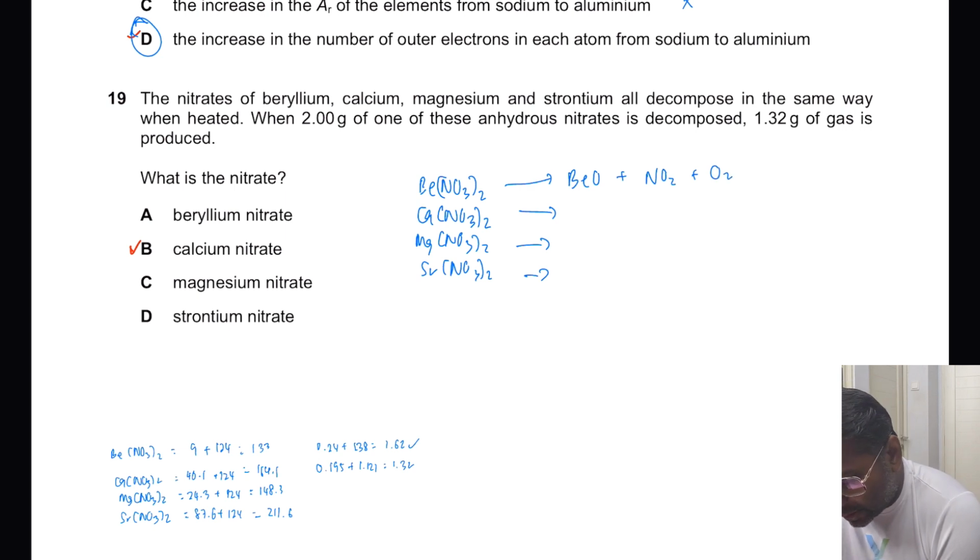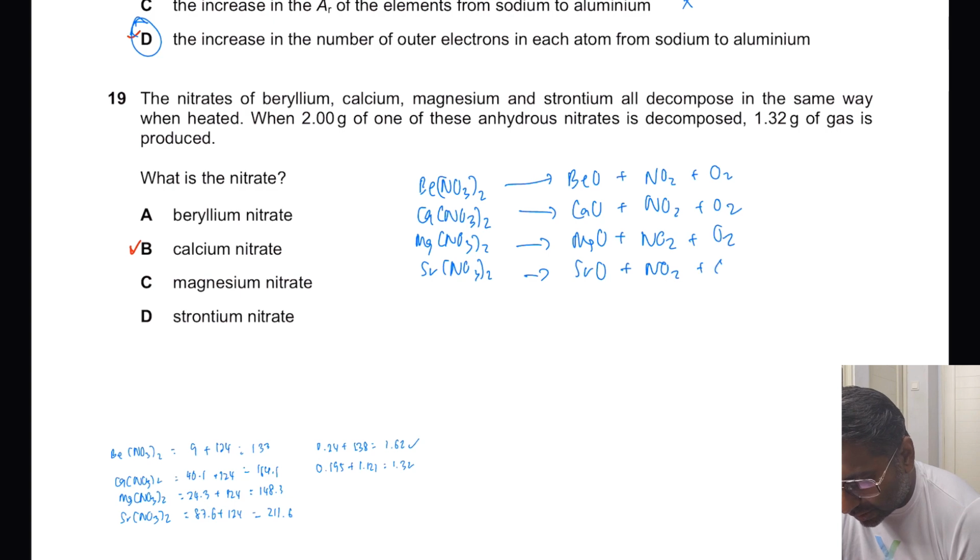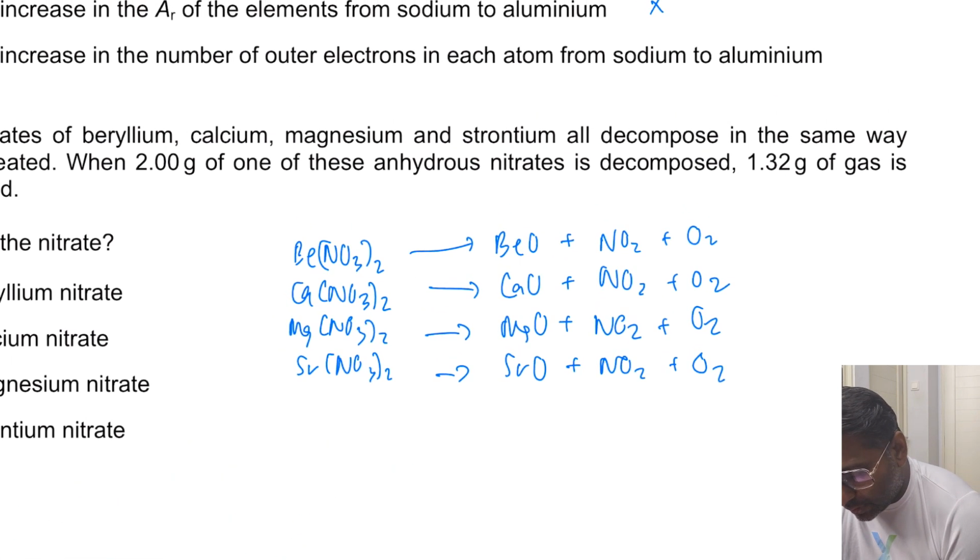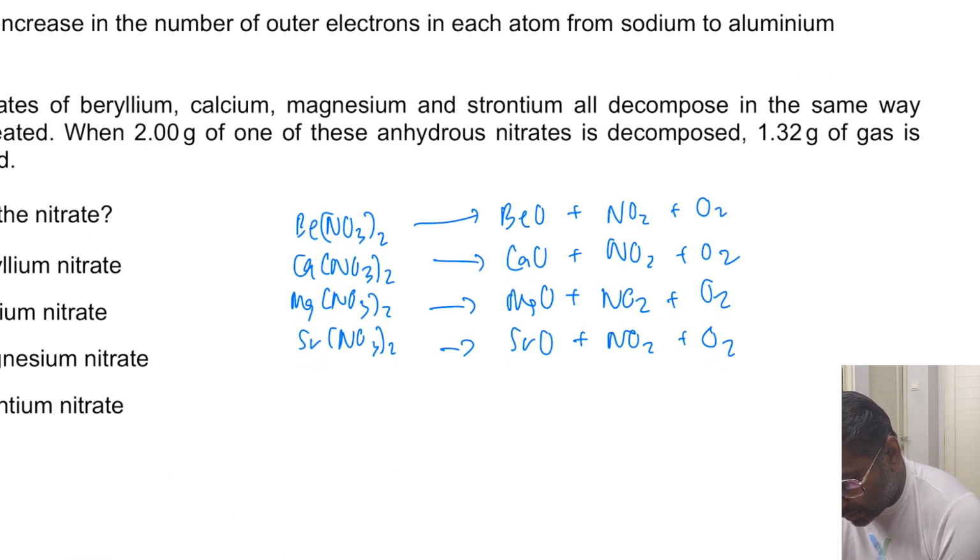Similarly, calcium oxide, NO2 plus oxygen, magnesium oxide, NO2 plus oxygen, and then SrO plus NO2 plus oxygen. If I want to balance this, of course you need 2, so I put 2 on each of them, and then the oxygen should be half, so I put half.